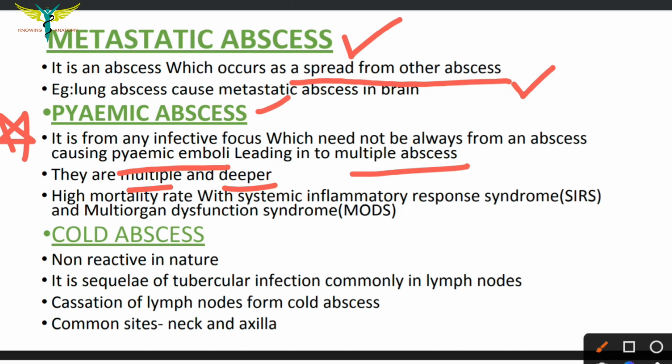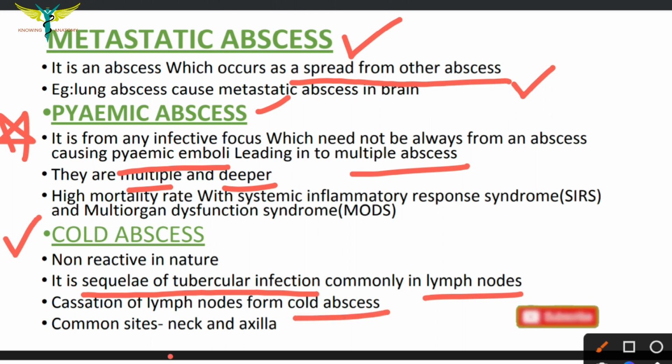And the last type of abscess is the cold abscess. This cold abscess is non-reactive in nature and it is a sequel of tubercular infection that commonly occurs in lymph nodes. Caseation of the lymph nodes can form a cold abscess. The common sites of cold abscess formation are the neck and the axilla.